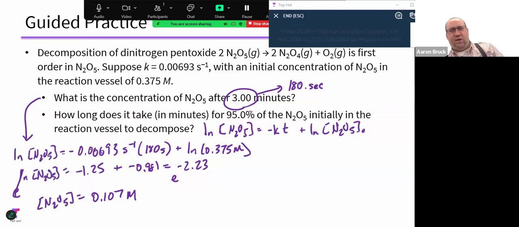For the second one, we're looking for 95% decomposition. So that means that only 5% is left. 5% of 0.375 is 0.0188 molar.